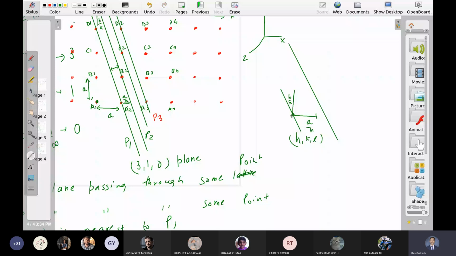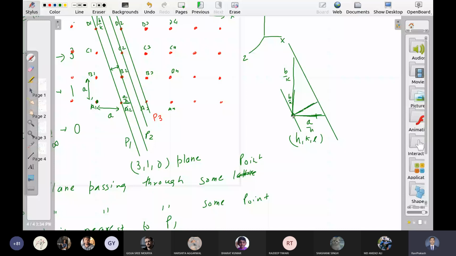This distance is a/h. This distance is b/k. The task is to calculate the minimum distance, I mean the perpendicular distance between these two planes. Okay. So how do I find such a distance? Now it's in mathematics. This is all math.